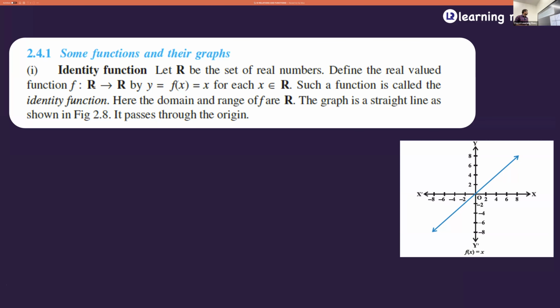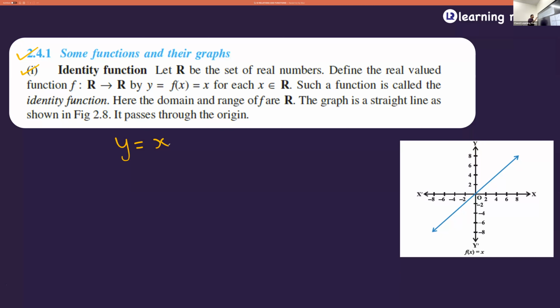Now we'll see some important functions and their graphs. The first type of function that we are going to see is the identity function. The name itself suggests that whatever input you give, you get the same output. If you give 1 as the input, you get 1 as the output. You give 2 as the input, 2 as the output. So the function should look like y is equal to x.